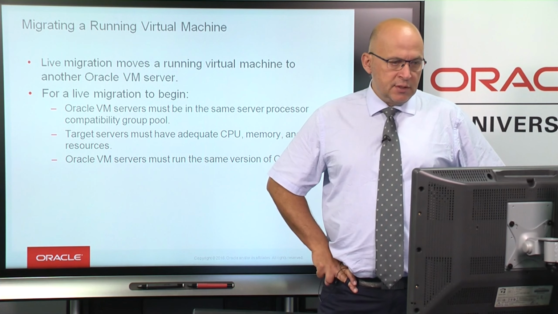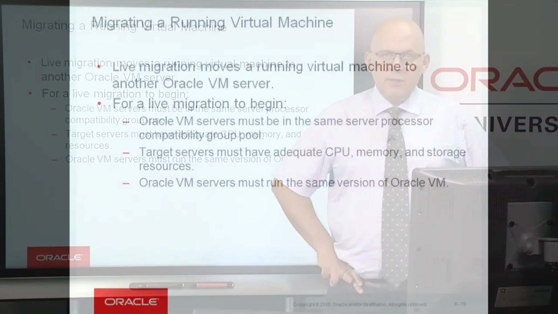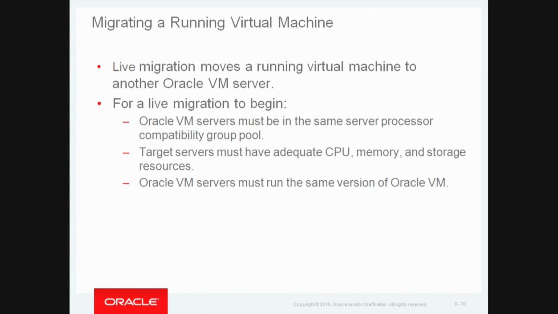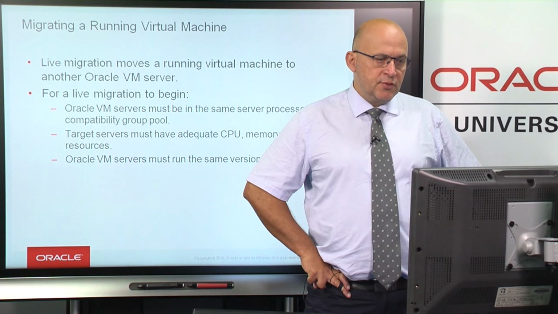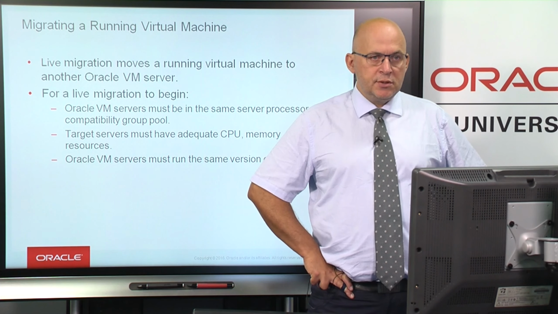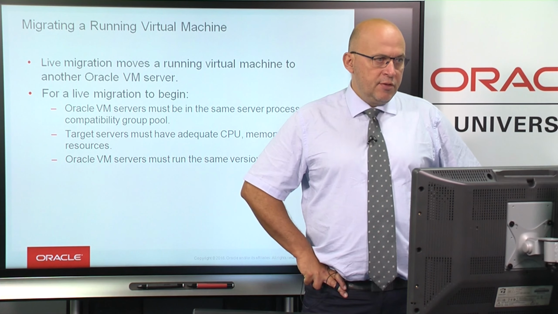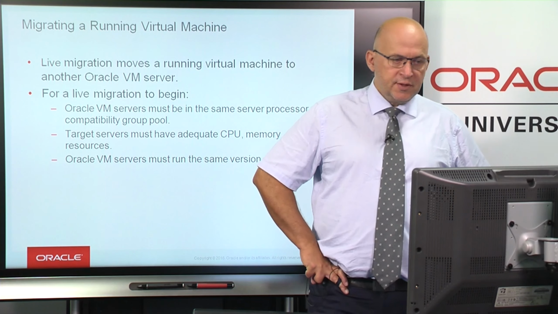So we see here that the Oracle VM servers must be in the same server processor compatibility group, okay? So remember that in these cases, we have pools that have the same configuration, okay? And this is the most important phrase: the target server has to have adequate, first of all, memory. This is the most important thing, then CPU and storage resources, but the storage resources we will see through the repository. The most important thing is the memory, okay?